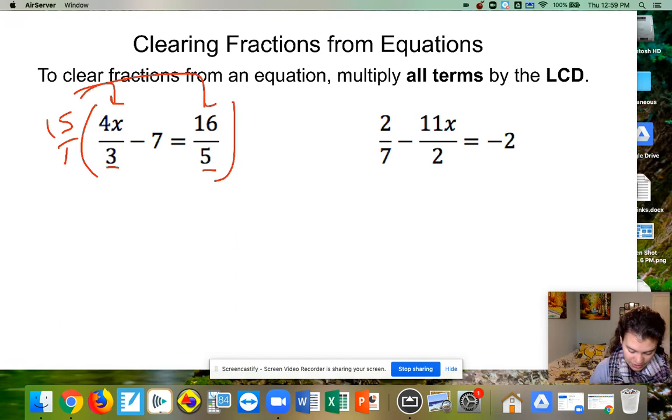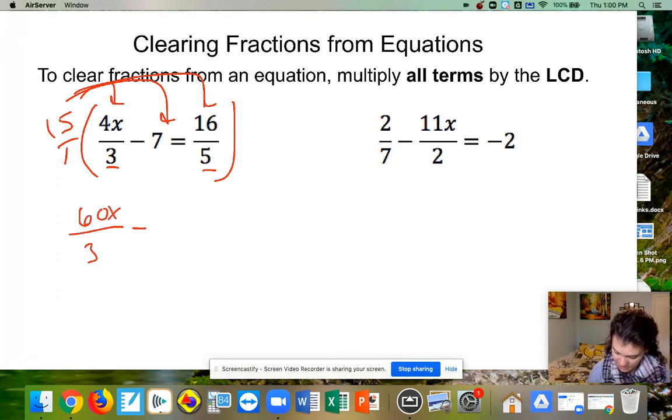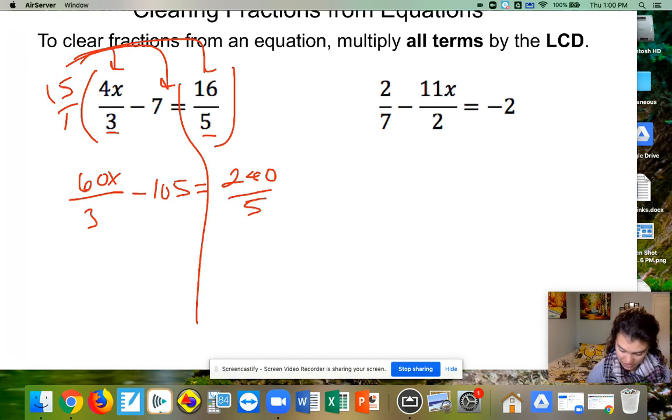So you're going to distribute this to all three things. So if you do 4 times 15, you get 60x over 3, minus 7 times 15 is 105, and then 16 times 15 is 240 over 5. And now you can simplify and keep solving. So 60 divided by 3, you get 20x minus 105 equals 48. And now you can solve like normal. So a little extra step, but now you don't have to do anything with fractions.